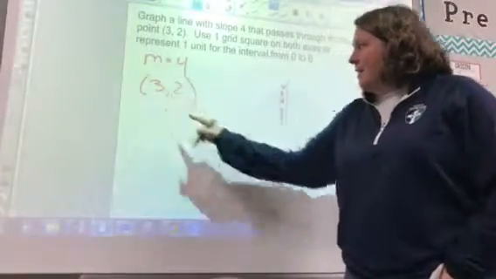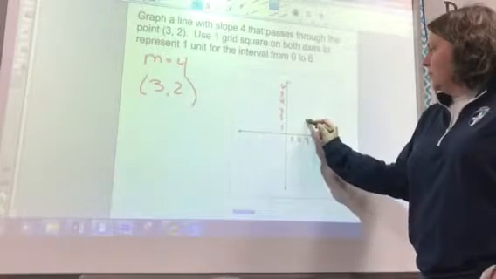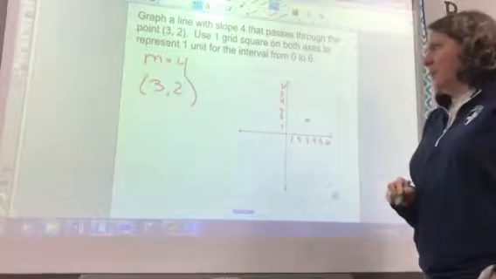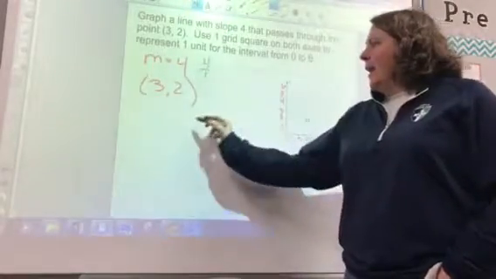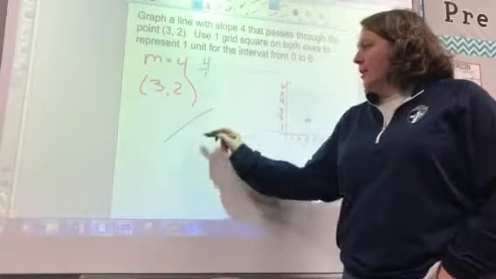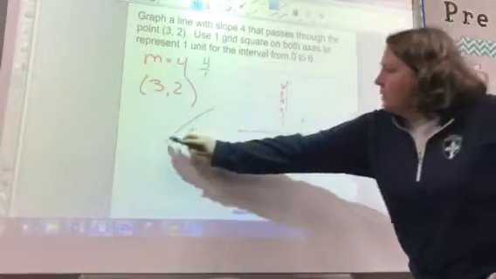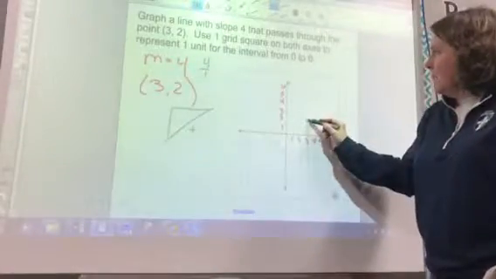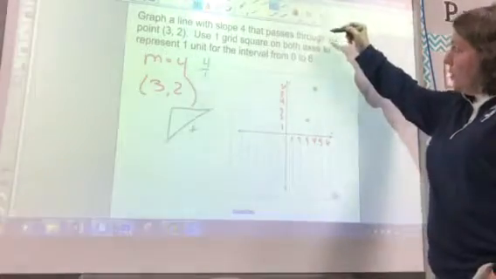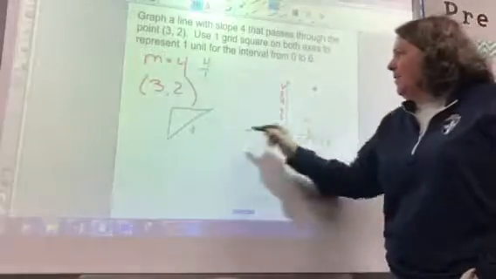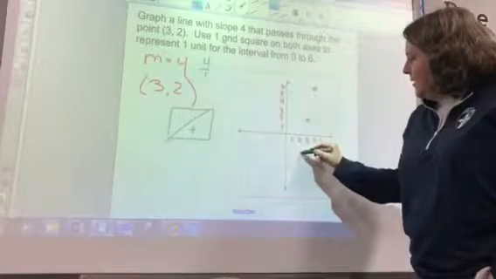I start with the point that they give me, 3, 2. So 3 is to the right 3, 2 is up 2, and I put my dot. My slope is 4. It's a positive number. It's 4 over 1. I know that a positive slope is going to go like this, because that's my slope guy. So I'm going to go up and to the right, up 4, 1, 2, 3, 4, over 1. I can't go up 4 more because I ran out of space, but I can go down and to the left, 1, 2, 3, 4, and to the left 1.